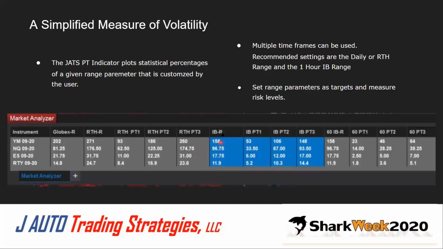I'll know for that 1 hour initial balance range what I'm expecting on that 14 period. So I'm looking for about 100 points, maybe just under 100 points, 96.75. And then I can break it out between my 1, 2, and 3: 33.50, 67, and 93.50. If I can get the full 93.50, I'll stop trading.